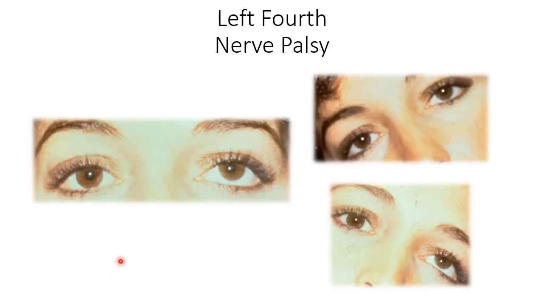Here's an example of a patient with a left fourth nerve palsy. The left eye is higher than the right because the eye cannot be brought down by the paretic superior oblique muscle. The patient has less of a hypertropia in head tilt away from the fourth nerve, and worsening of the hypertropia when the head tilts towards the fourth nerve palsy.